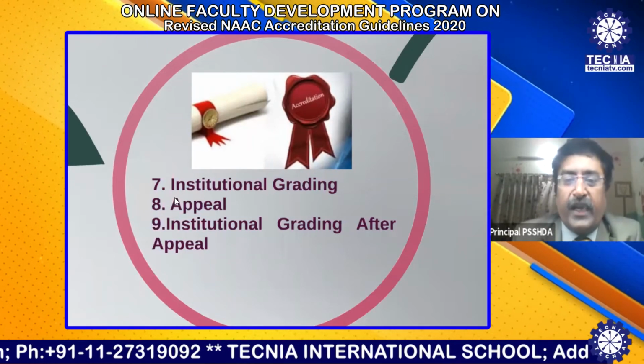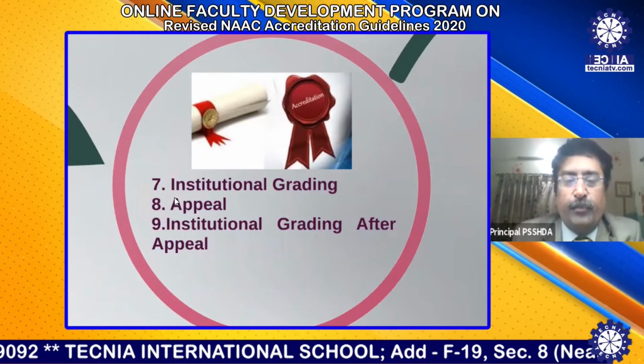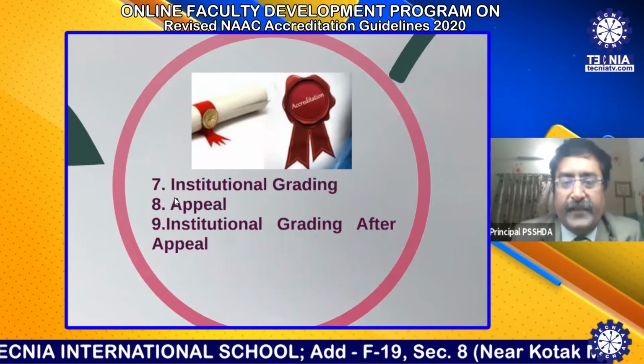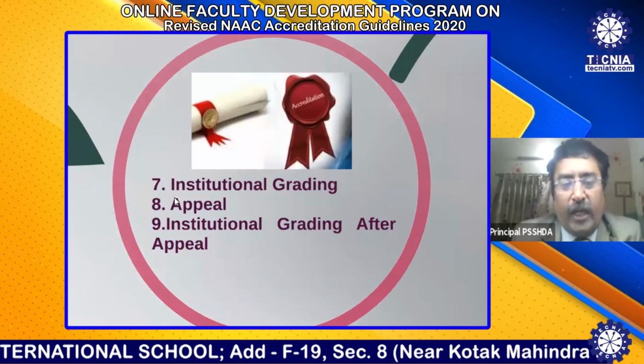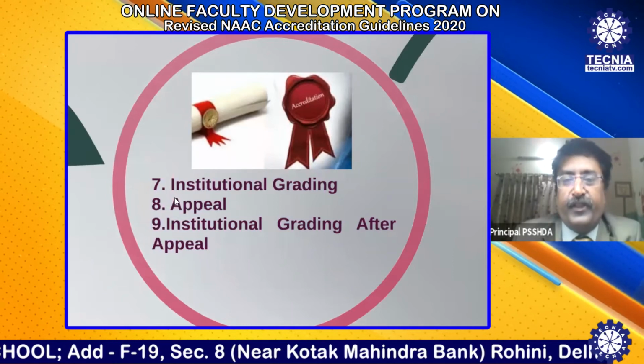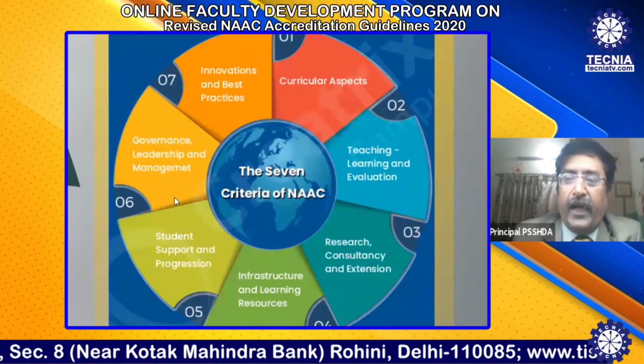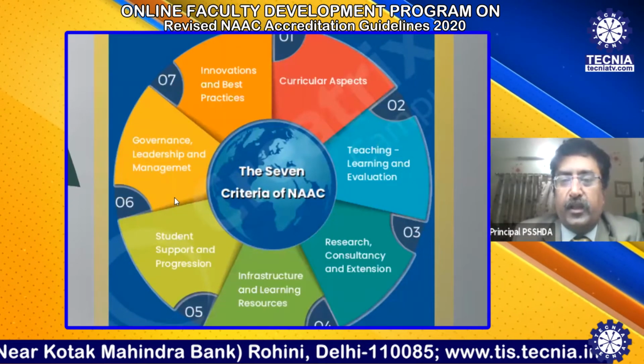Even after grading, we have a procedure. If we are not satisfied with the result, we can go for an appeal. The fee for appeal is a little bit higher, more than 1 lakh plus all the taxes. But you can appeal, and after appeal, you can get a new result, that is, the institution grading after appeal. So this is the basic procedure for NAAC submission, from IIQA until you get your result.